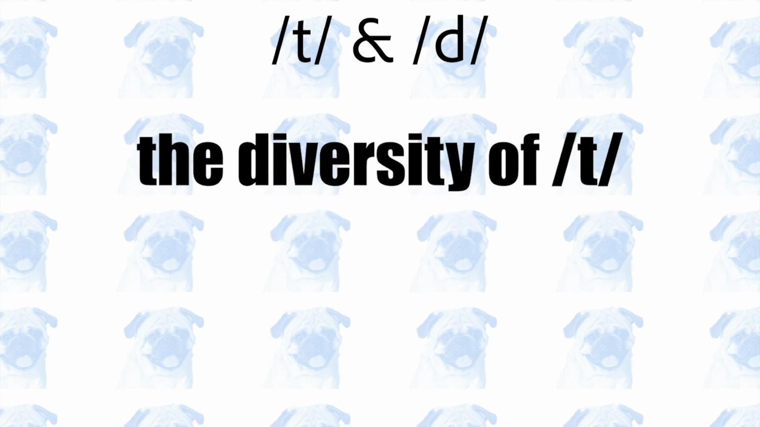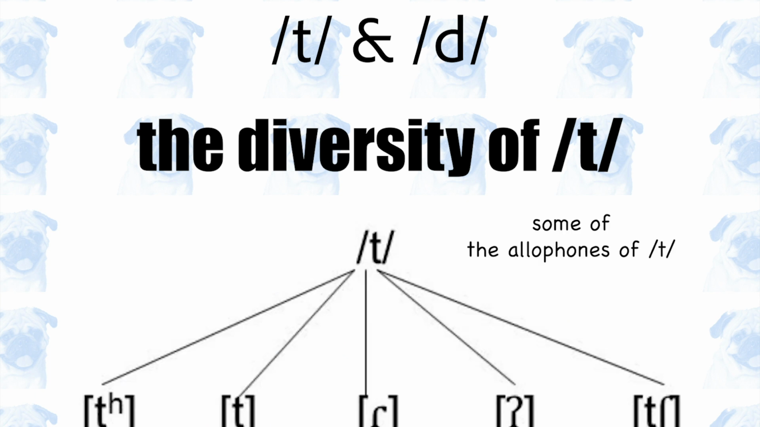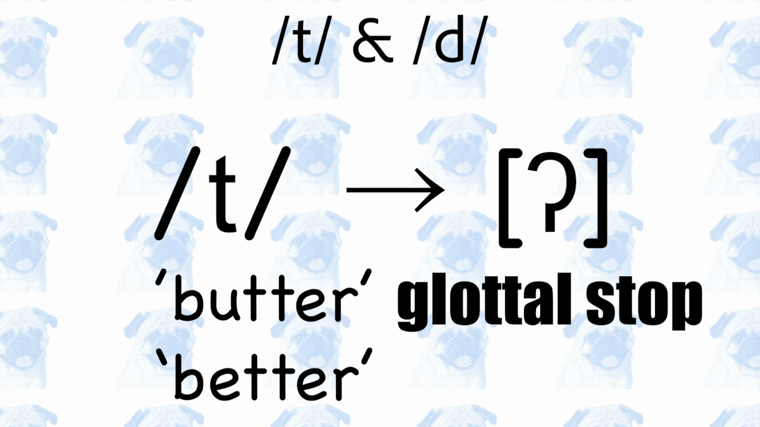Another noteworthy characteristic of the English T is its diverse pronunciations. Depending on a number of factors, including your dialect, the social situation, and the rate of speech, T can be pronounced in different ways, and sometimes it can even be deleted completely. For example, in some dialects, ta becomes a glottal stop, as in ba'a and be'a.